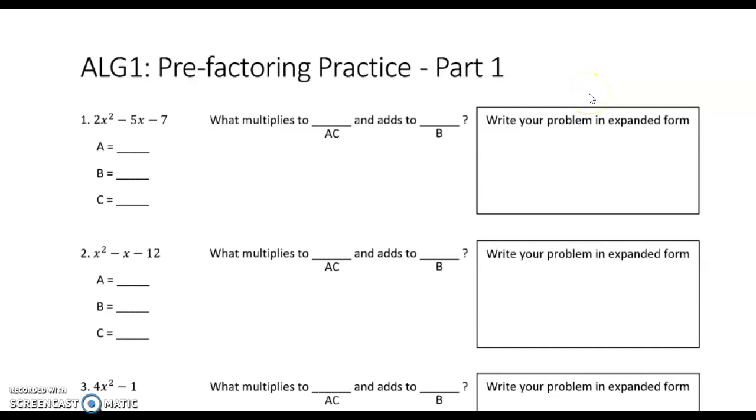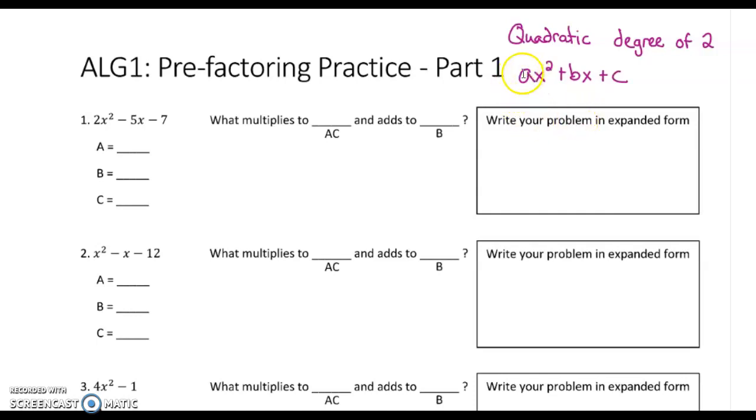All right, on prefactoring practice part 1, you need to know two things before we begin. First, you need to know what a quadratic is. A quadratic equation is an equation with a degree of 2. That means the highest power is 2, so it has x squared as its leading term when you write it in standard form. The standard form of a quadratic is ax squared plus bx plus c.